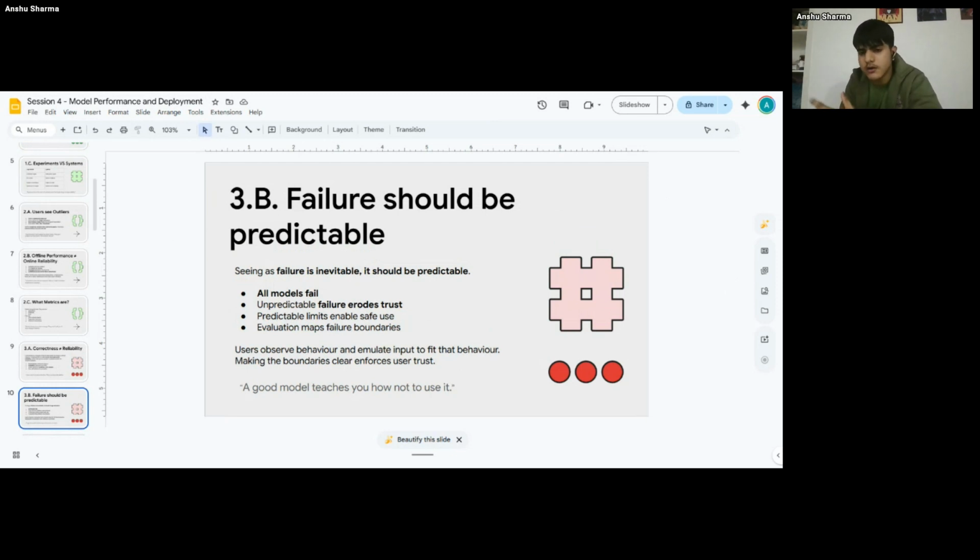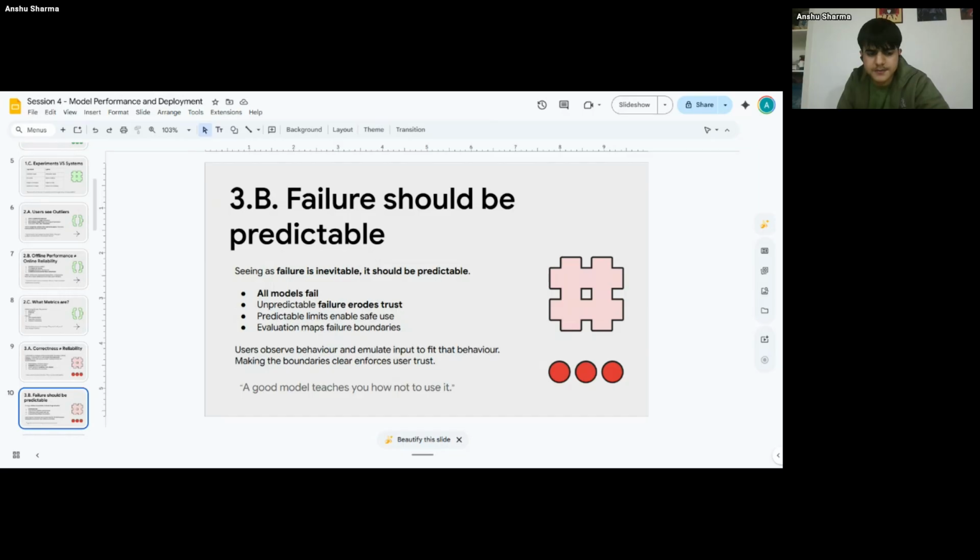So if you know the boundaries of your model and how it will fail, you can actually plan ahead. But if you don't know the boundaries of your model, if you don't do your due diligence, the model will fail randomly, which will cause user trust to go down, which will in turn cause your organization's revenue to go down, right? So as the point says, all models fail, and unpredictable failure is what erodes trust. So your failures need to be predictable for the users to trust you.